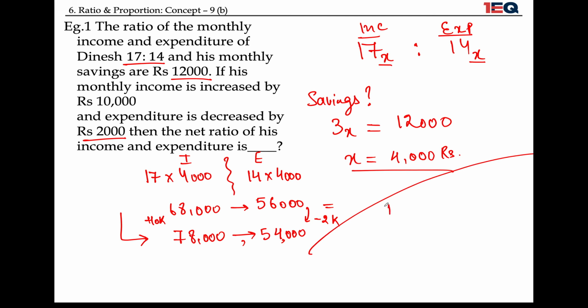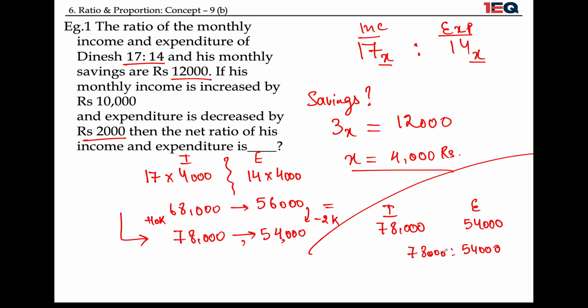So I would say that the income of Dinesh is 78,000 rupees and the expenditure of Dinesh is 54,000 rupees. Okay, so we are cool with this 78,000 and 54,000. Let me quickly put it to ratio to get my final answer.